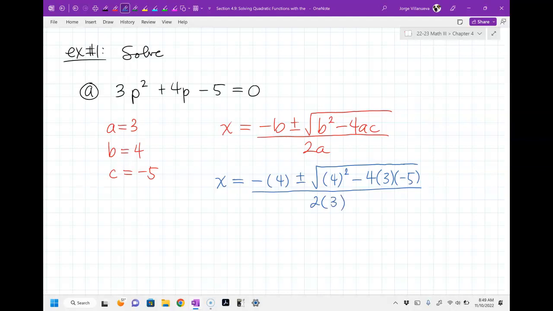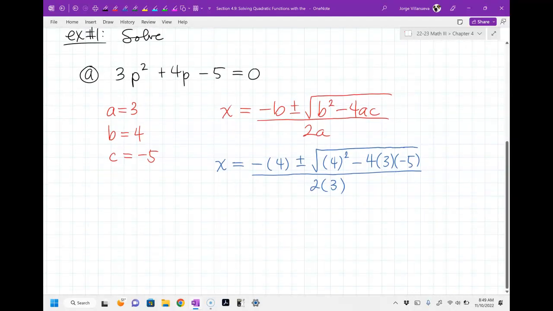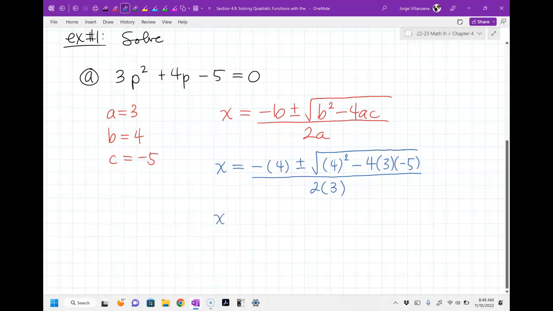Can you see why I tell you guys that it's supposed to be easy, but we could mess up on the plugging in and working out of the problem, right? Like there's a lot of stuff going on. So take your time, don't rush through it. So here we go. Let's take our time through this. x is equal to negative 4 plus or minus the square root of 4 squared, which is 16.